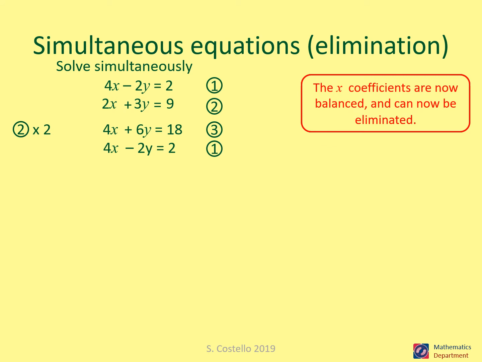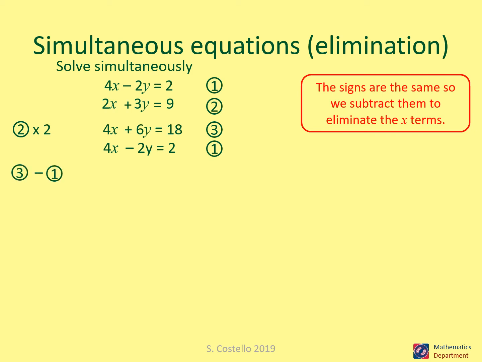So the x coefficients are now balanced, so we can eliminate them, same as we did before. If the signs are the same, we subtract them. If the signs are different, we add them. So the signs are the same, they're both plus 4x, so we subtract them to eliminate both of the x terms. So we've annotated on the left again, line 3 minus line 1.